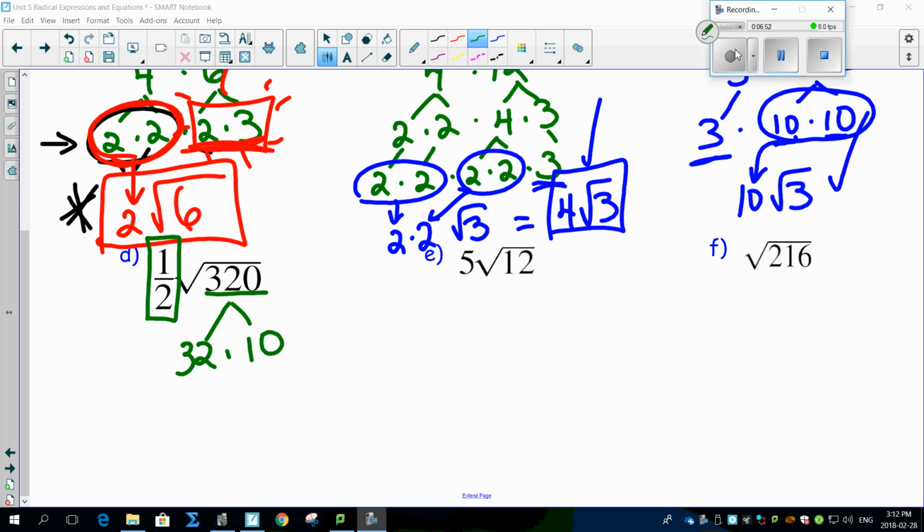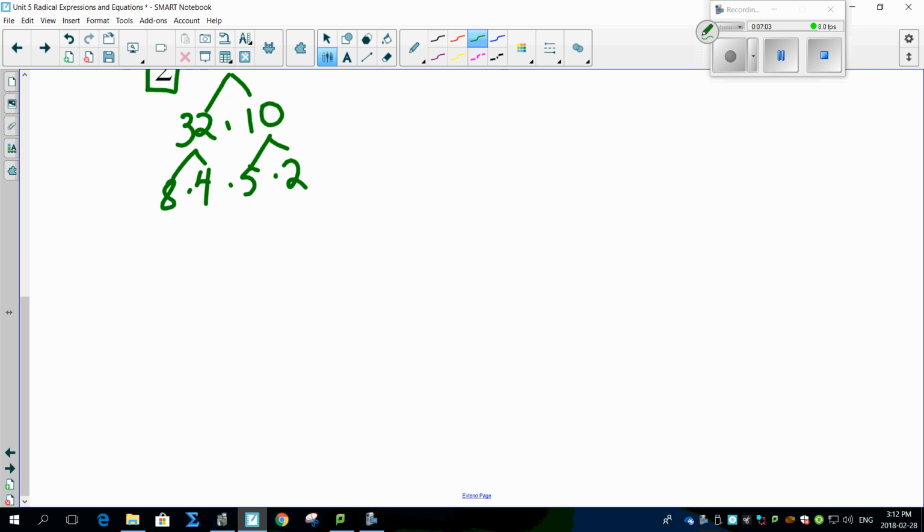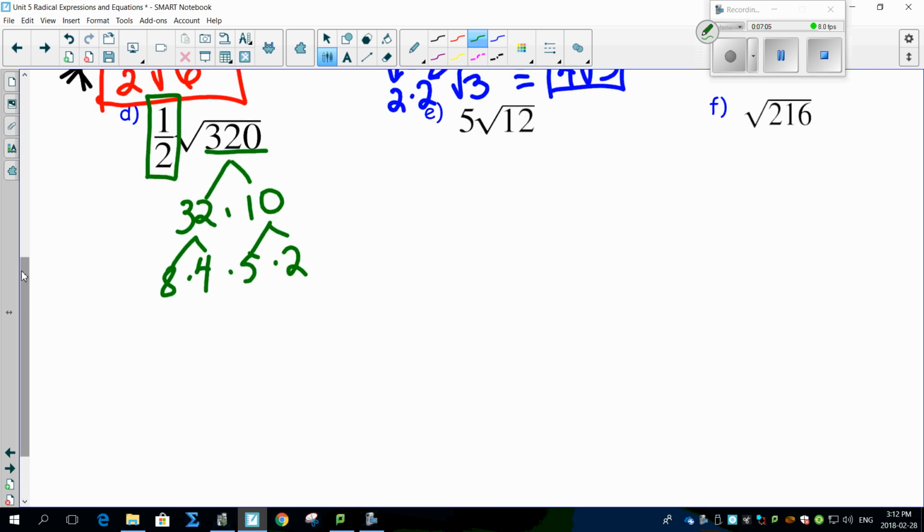So even with the 32 then, you know that that's 8 times 4. You know the 10 is 5 times 2. Keep on going. We're going to need some space here. All right, so look at this. Break down the 8. That's 4 times 2. Break down the 4. That's 2 times 2. There's the 5 that can't break down anymore. There's the 2 that can't break down anymore.